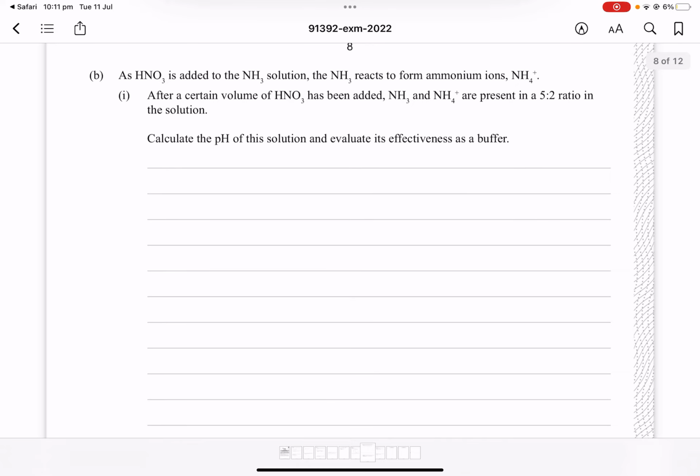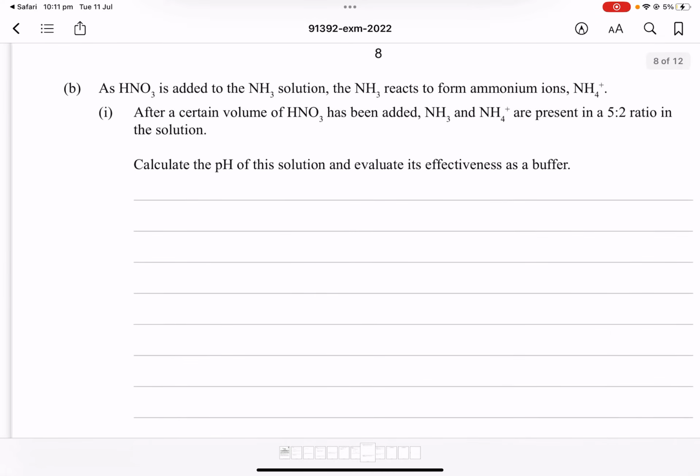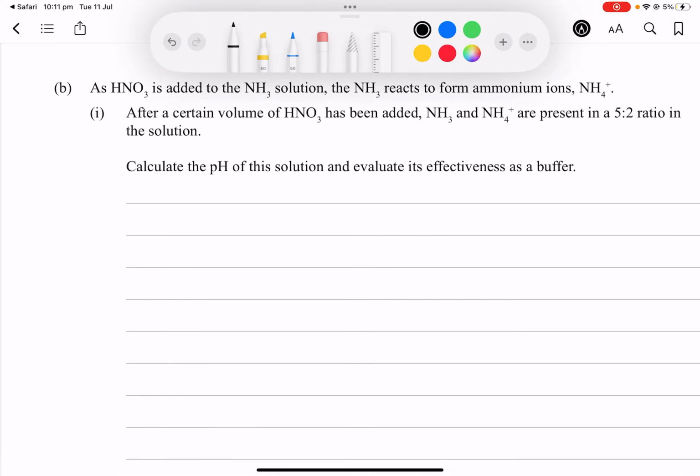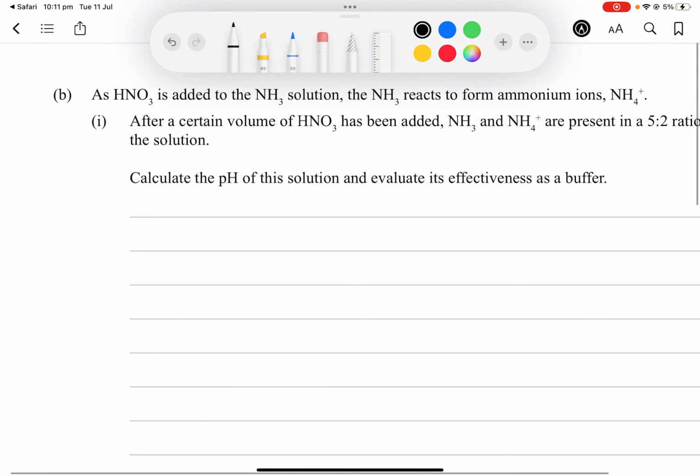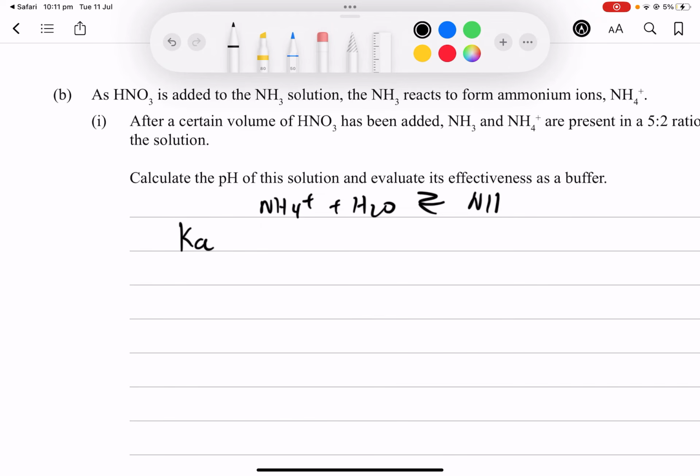As HNO3 is added to NH3, the NH3 reacts to form ammonium ions NH4+. After a certain volume of HNO3 has been added, NH3 and NH4+ are present in the 5:2 ratio in the solution. So we want to calculate the pH of the solution and evaluate the effectiveness as a buffer. Alright, in this case, we can just use our Ka expression. If we have NH4+ added to water, it's going to give us NH3 plus hydronium. So Ka is equal to the concentration of NH3 multiplied by hydronium divided by NH4+.